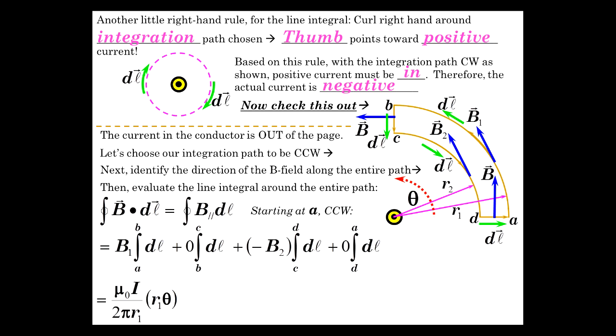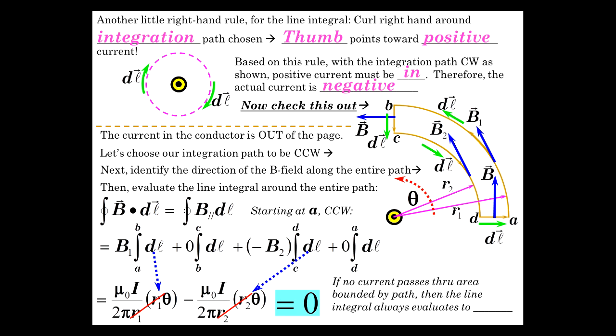So we only have two pieces here. The first part, mu 0 I over 2 pi r1, but dl is r1 theta, so the r1s go away. That's kind of nice. Then we have the other one, mu 0 I over 2 pi r2 theta, because that's the integral of dl, but the r2s go away. All right, so we have the whole thing being 0.